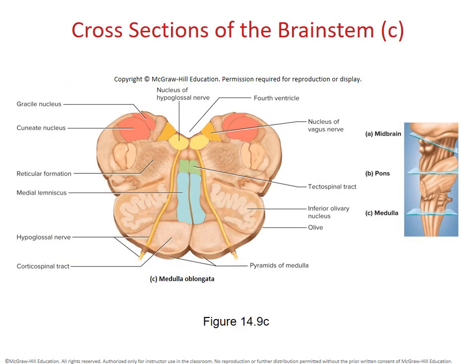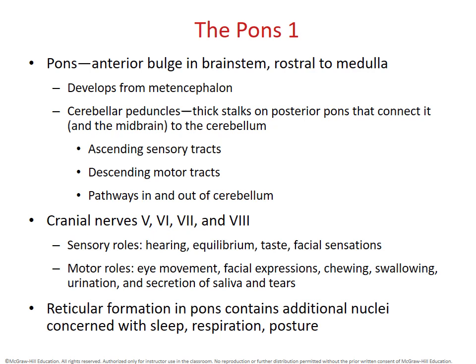Here's a cross-section of the medulla, and again, you can see that it has a variety of nuclei within it that are involved, again, in various body functions. All right, as we move up from the medulla, of course, then we encounter the pons, which, as I said earlier, is a large lump on the anterior brainstem just above the medulla.